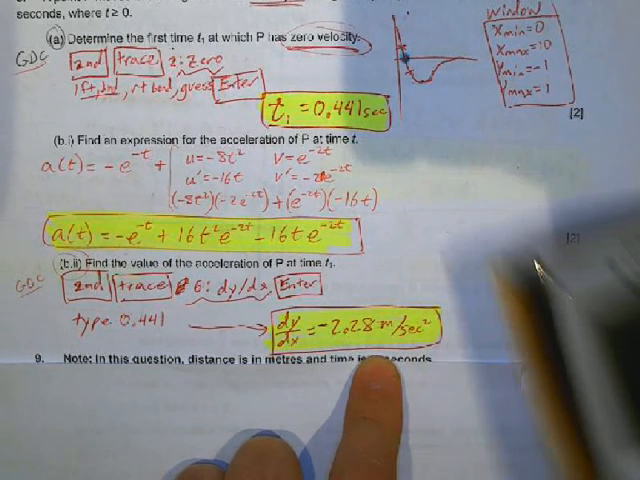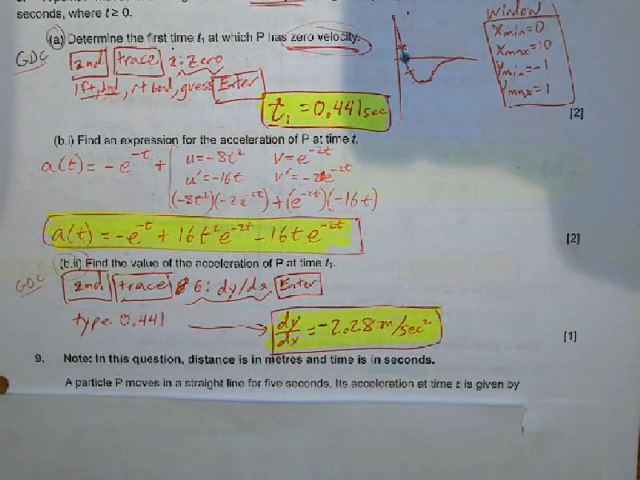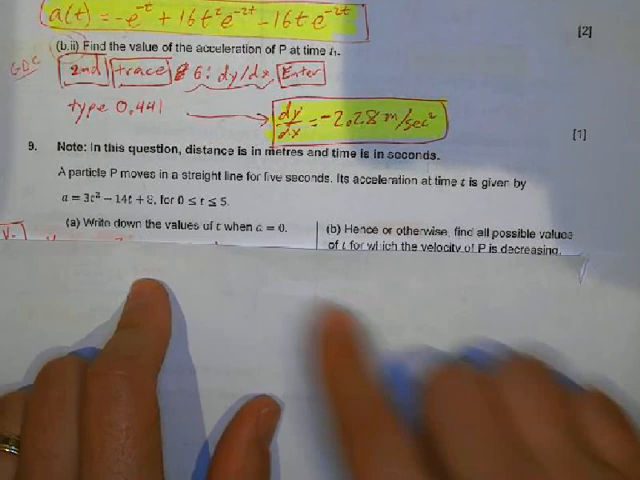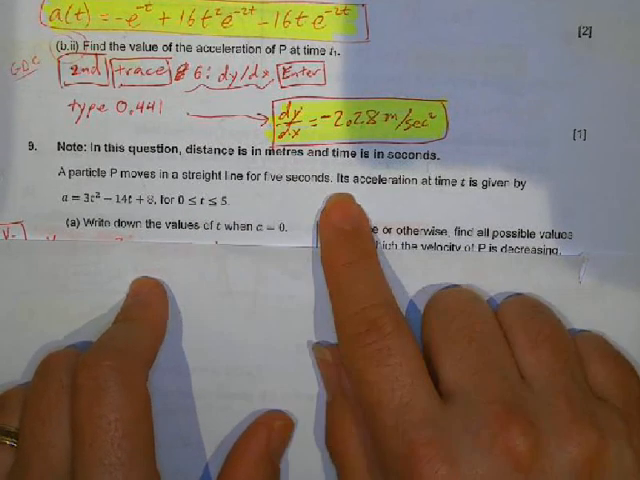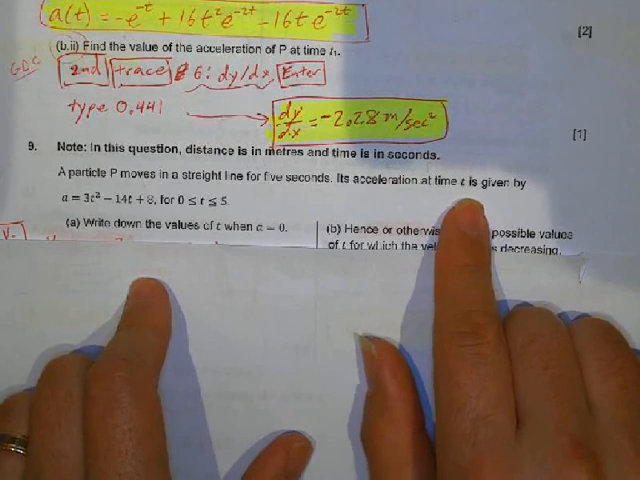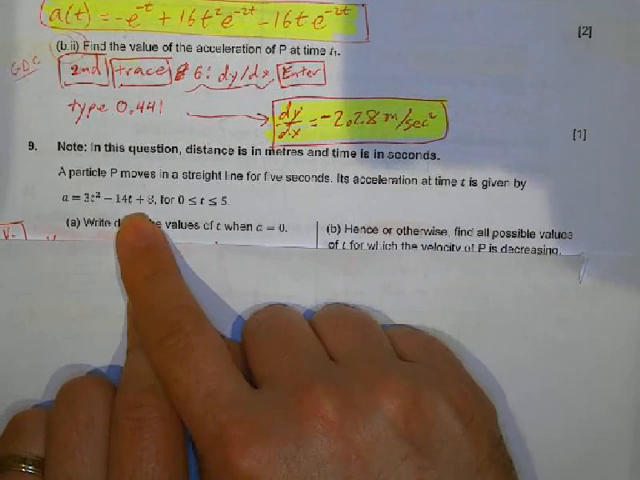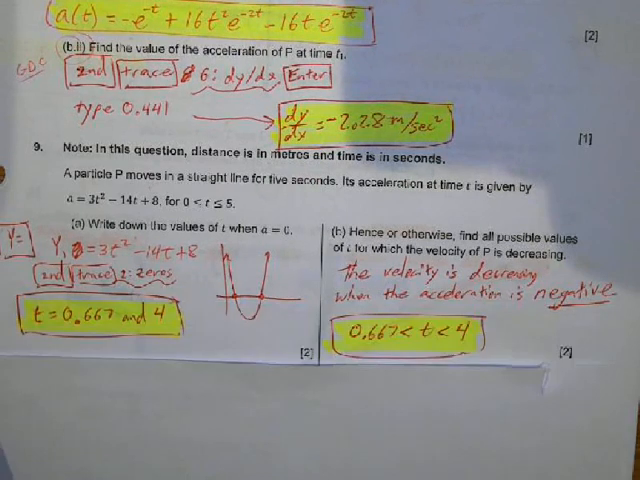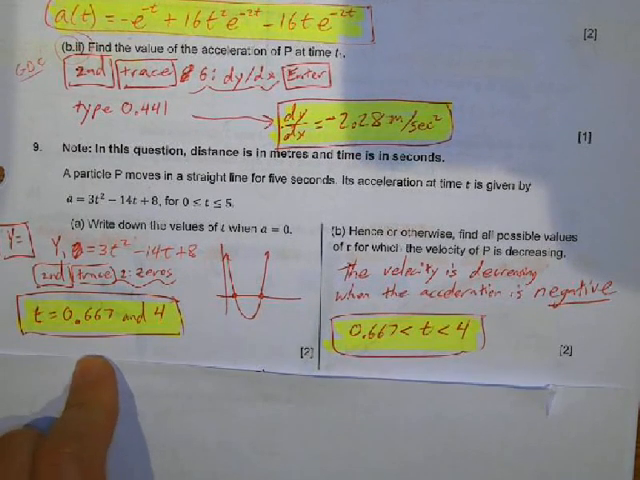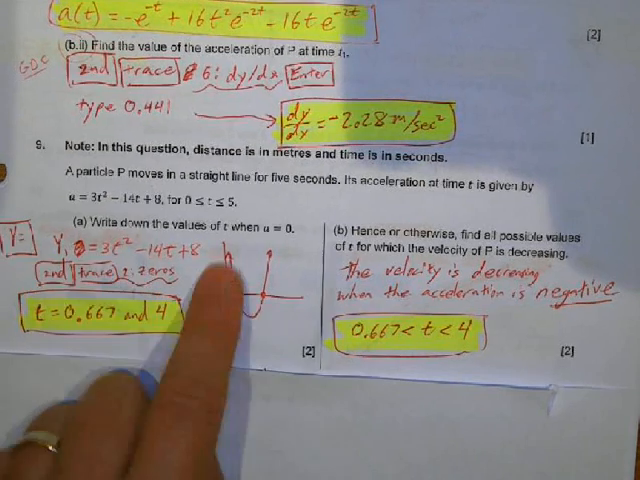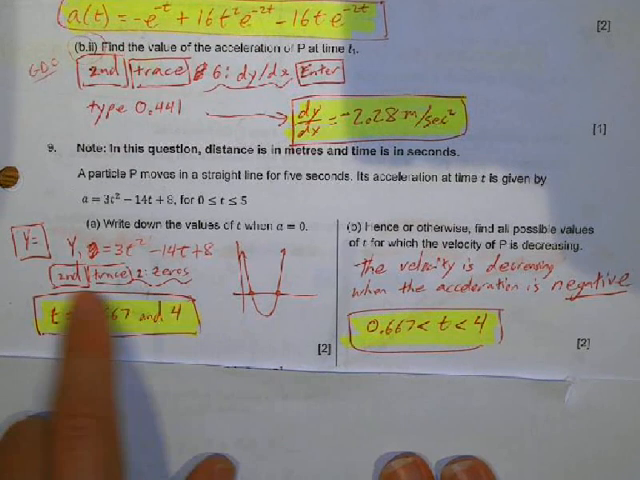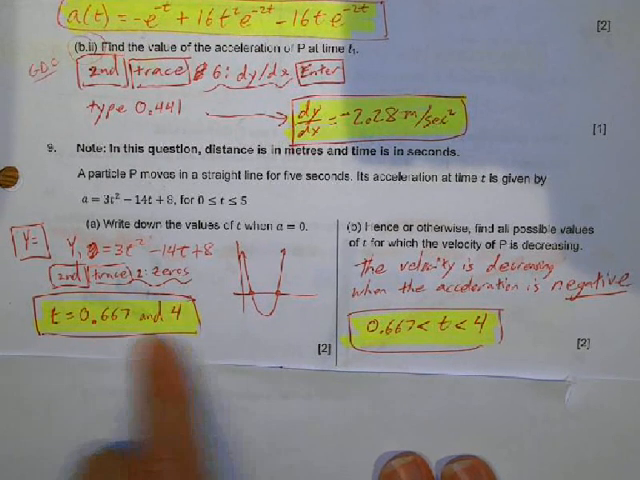Okay. Okay, next question. Particle P moves in a straight line for 5 seconds. Its acceleration at time t uses this equation. Write down the value of t when a equals 0. So when a equals 0, here's my equation, right? I can type it into the calculator, and I can do second trace and find the zeros with left bound, right bound. I'm not going to go into that.